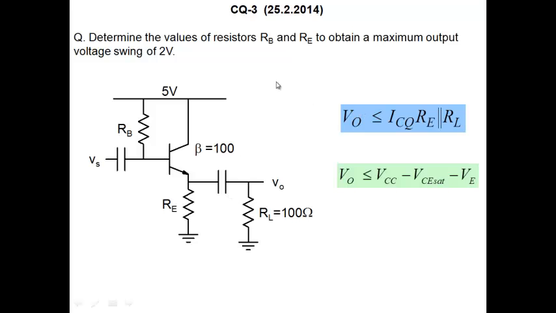So it's a common collector amplifier. There are 2 limits we have talked about. One is coming from the current driving capability. The other is coming from the saturation limit here. And you have to determine RB and RE to get a swing of 2 volt here.